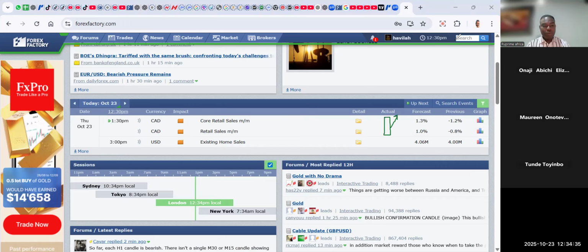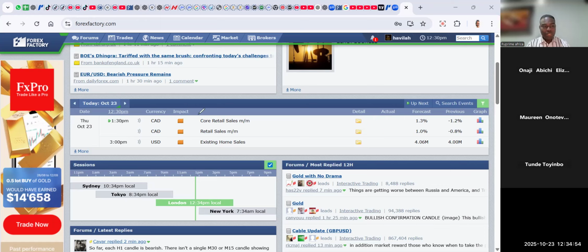If on the other end, the color is red, that means the actual is less than forecast, and that will lead to a bearish movement on the Canadian dollar. Now, we really don't know how the market will go, but technically, I can show you what to expect on the chart.